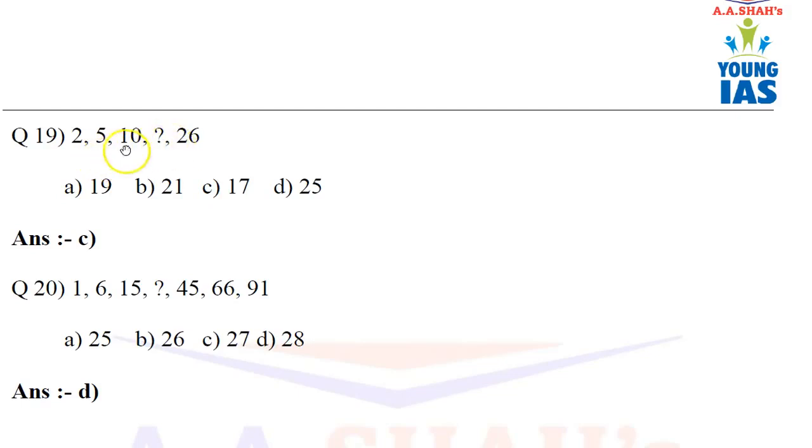Now 3, 5, it could be 7. So let's take it as 7. So 10 plus 7 is what? 17. Yes, so 17 would be the answer here, option C, 17. And 17 plus 9, the answer is 26. That's why 3, 5, 7 and 9. That's why the answer here is option C.